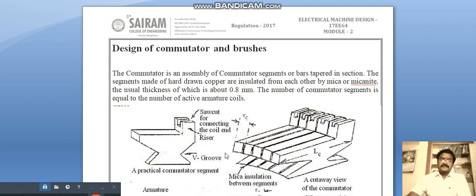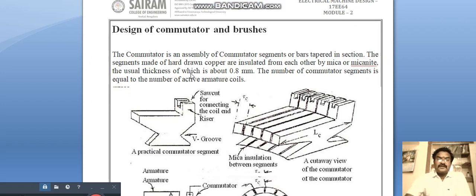The commutator is an assembly of commutator segments or bars, tapered in section. The segments are made of hard drawn copper and insulated from each other by mica, the usual thickness of which is about 0.8 mm. The number of commutator segments is equal to the number of active armature coils.